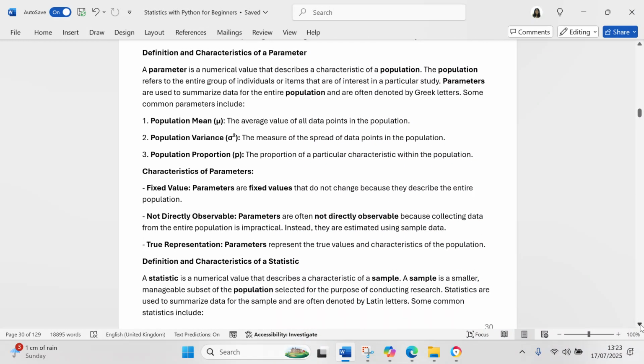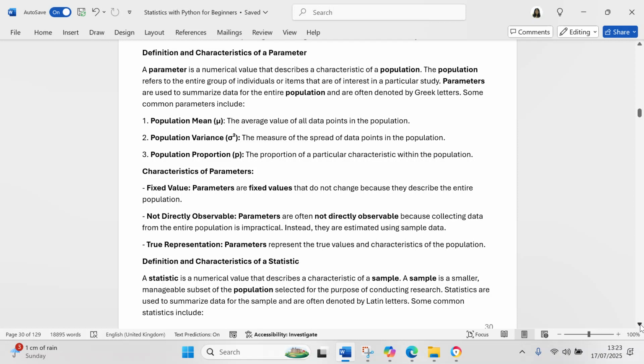A parameter is a numerical value that describes a characteristic of a population. The population refers to the entire group of individuals or items that are of interest in a particular study. Parameters are used to summarize data for the entire population and are often denoted by Greek letters. Some common parameters include the population mean, with the symbol mu, the population variance, with the symbol sigma squared, and the population proportion, with the symbol p.